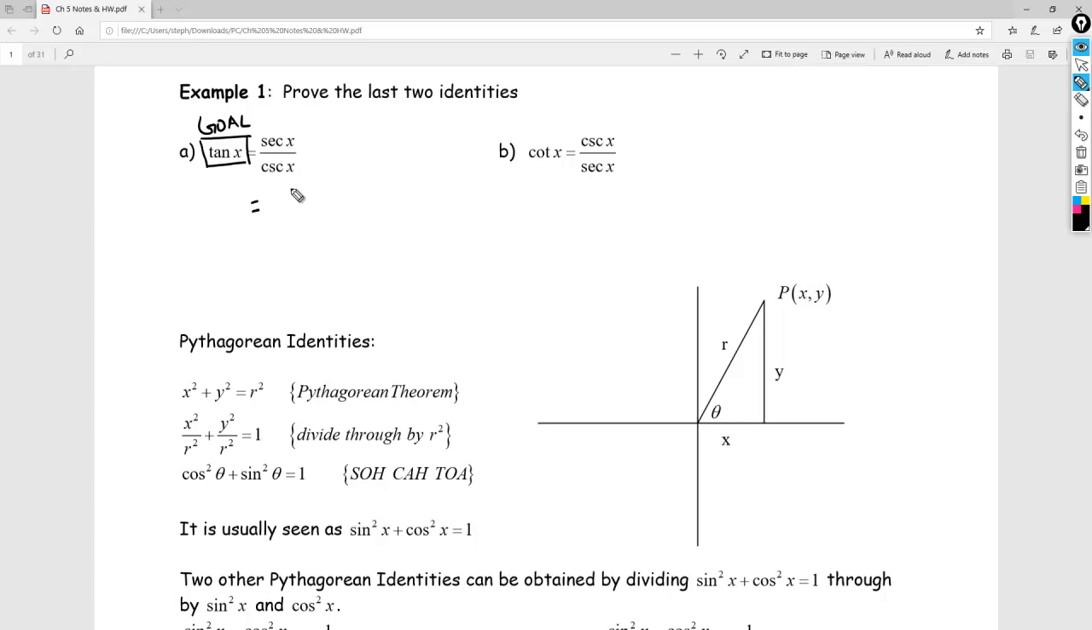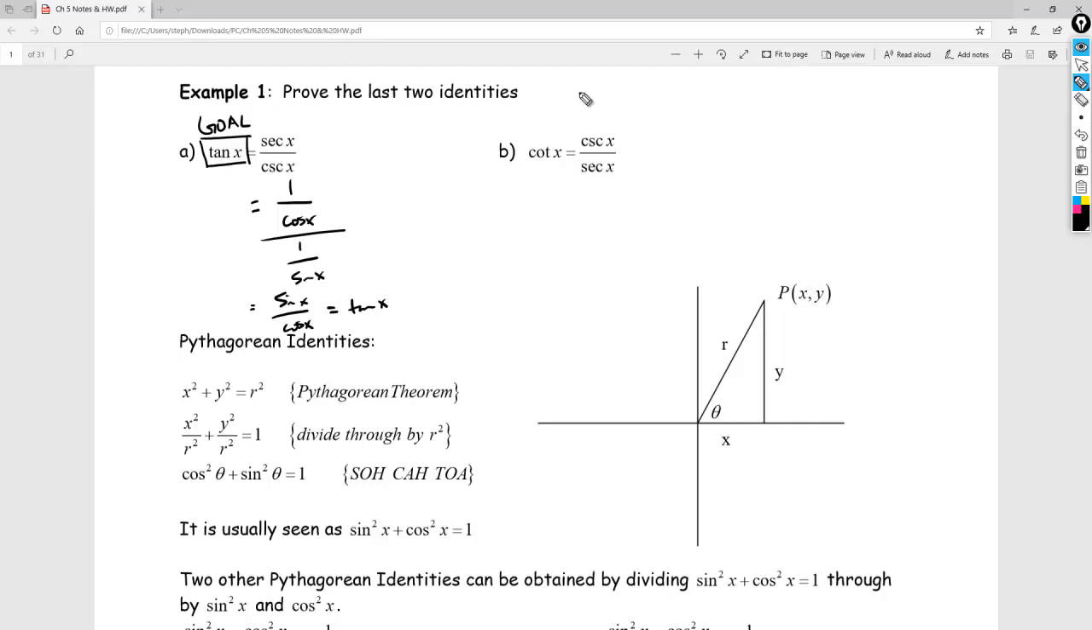So I know that secant is the same thing as 1 over cosine. I know that cosecant is the same thing as 1 over sine. When I'm working with complex fractions like this, I know that dividing by a fraction is the same thing as multiplying by the reciprocal. So 1 over cosine divided by 1 over sine is the same thing as 1 over cosine times sine over 1. So this is the same thing as sine of x over cosine, which I know is tangent. So I have shown that tangent of x equals tangent of x. I got to my goal, so I'm done with my proof.